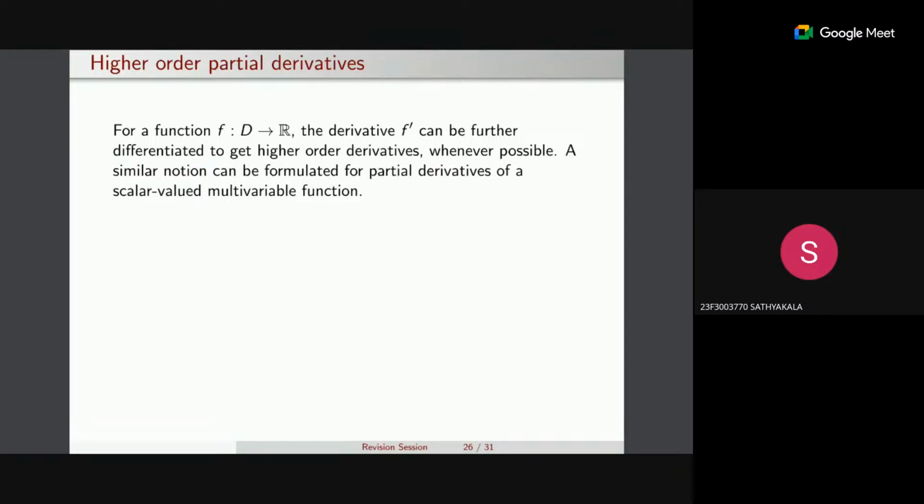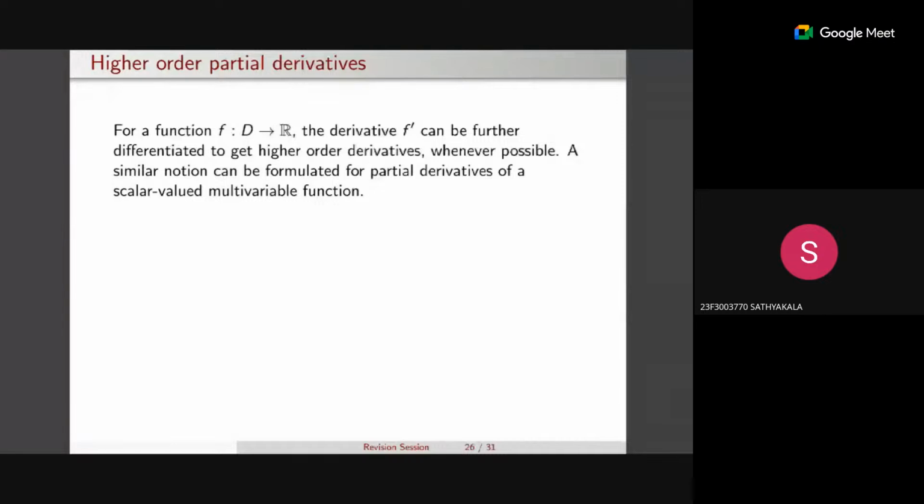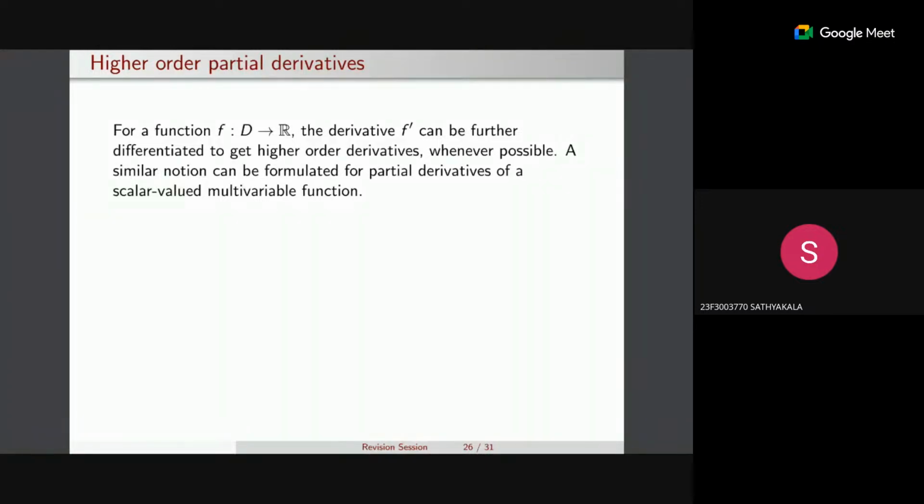Now the second last thing would be higher order partial derivatives. In the one-dimensional case, if you have a derivative of a function, the derivative is itself a function of one variable, right? So you can take the second derivative, third derivative, and so on. I mean, not always. You need to have certain nice properties. There are functions which are exactly k times differentiable and so on. But whenever you can, there is a notion of higher order derivatives.